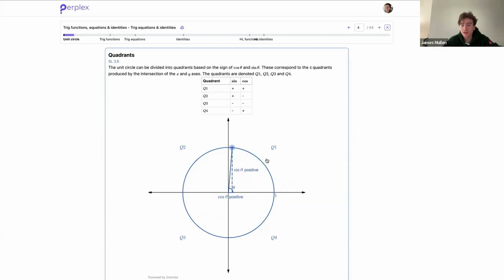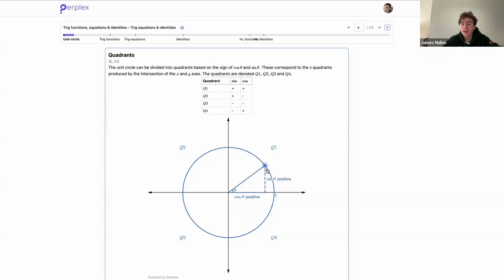So you'll see here that sine theta is positive. Well, the labels will tell you, but now sine theta and cos theta are both negative in quadrant 3. The point's going to come around now, and all of a sudden, cos theta is positive and sine theta is negative. And then now they're both positive again.